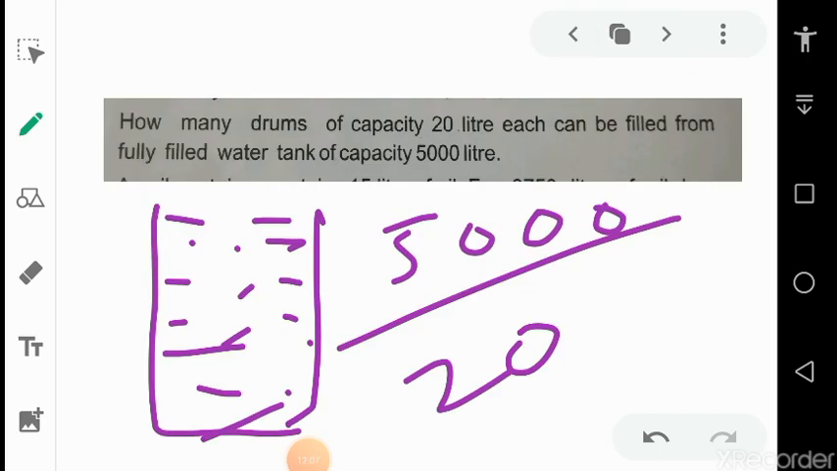It means there are 250 drums each of 20 liter capacity. If they are combined together we will have 5000 liter. And we can also say that if the whole water of a 5000 liter tank is distributed among drums of capacity 20 liter, then 250 drums will be filled. So here we are dividing.